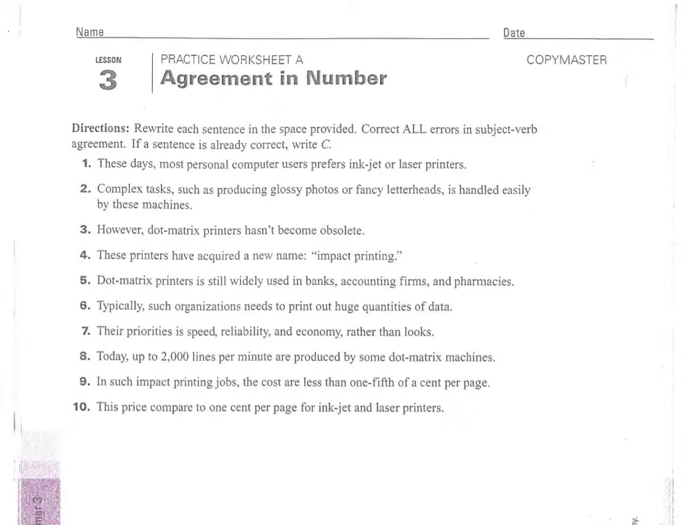So let's look at the worksheet you were given for lesson 3, agreement and number. Okay. Rewrite each sentence in the space provided. You know I don't need you to rewrite, I just need you to correct. Correct all errors in subject-verb agreement. If a sentence is already correct, write C. Number 1.